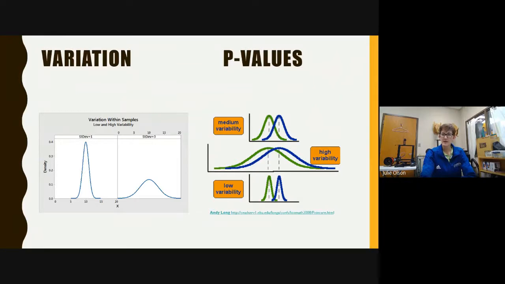When we look at p-values, it's basically how much do the data sets overlap? In other words, if I took a measurement in the green group, how likely is it to also be a measurement that I might get with the blue group? Obviously, the lower that is, the better. That means that your means are more significantly different. So we're going to show you how to do those p-values.